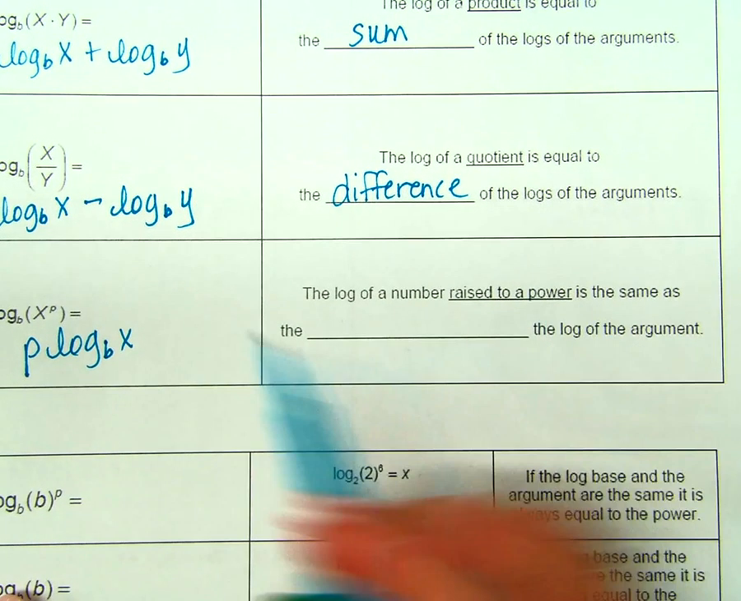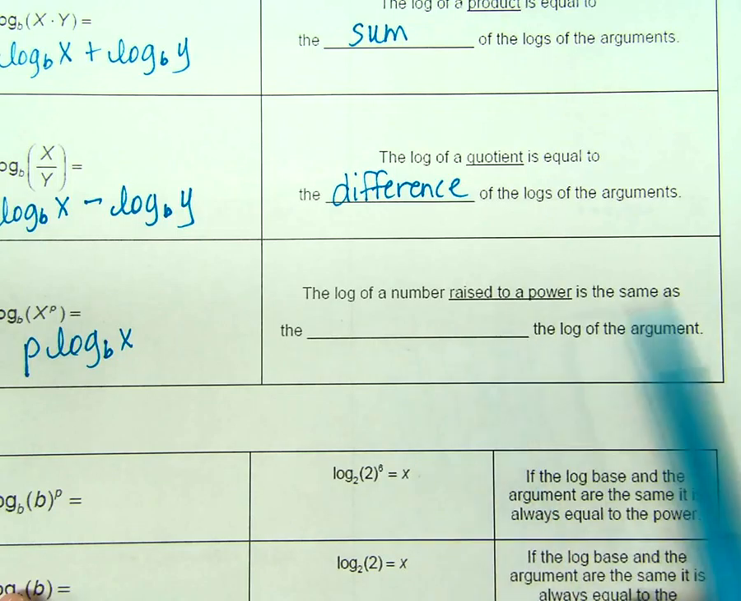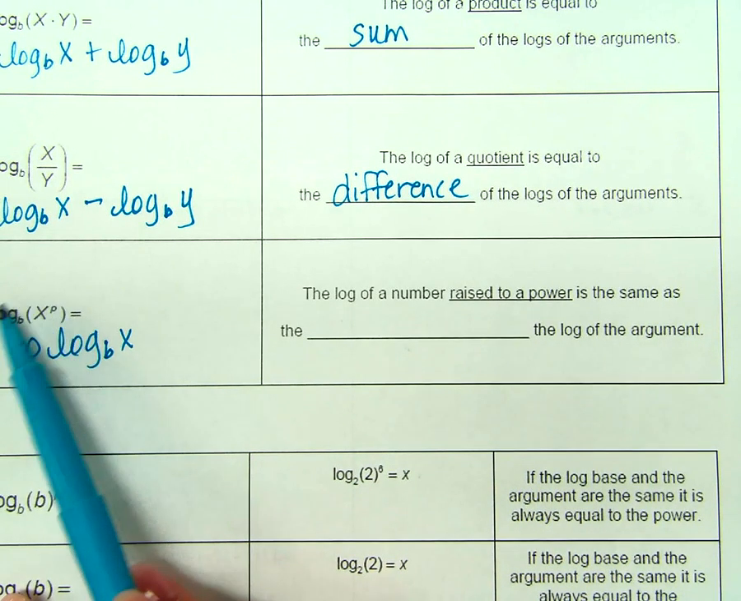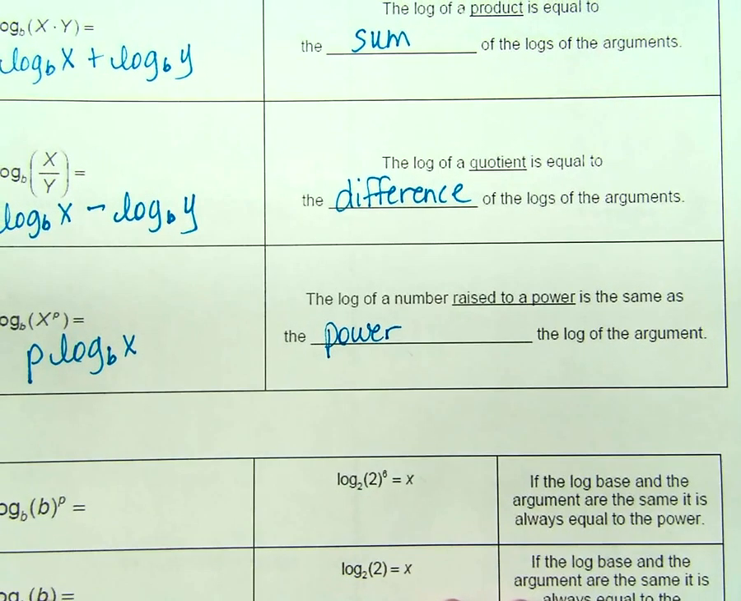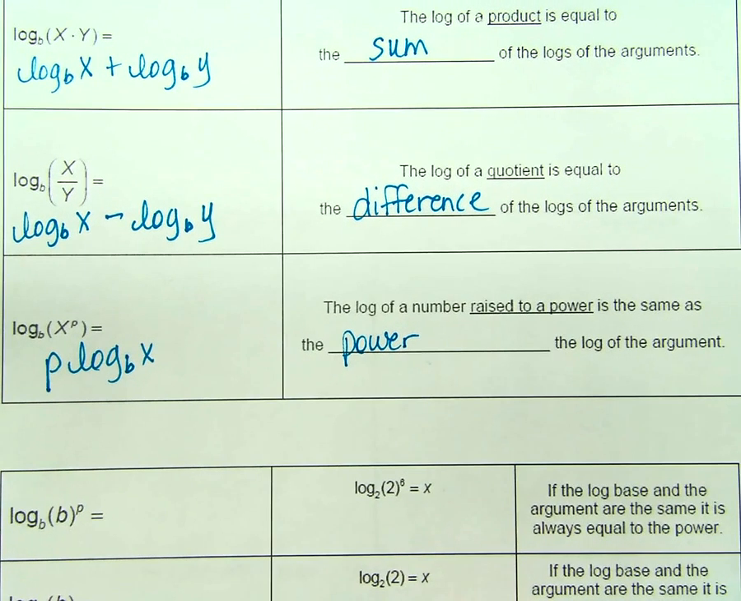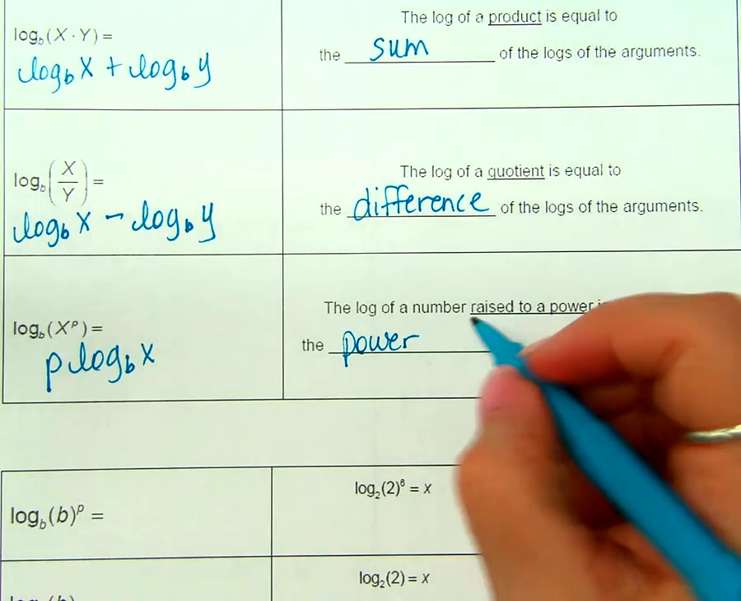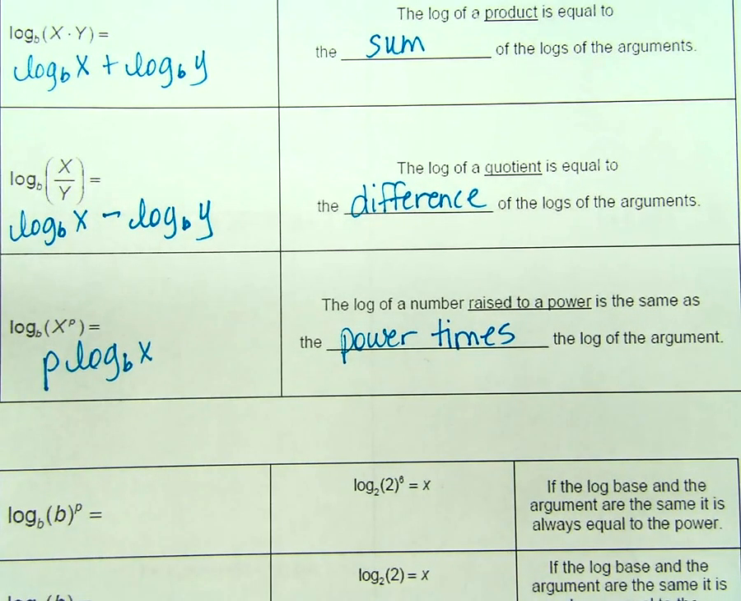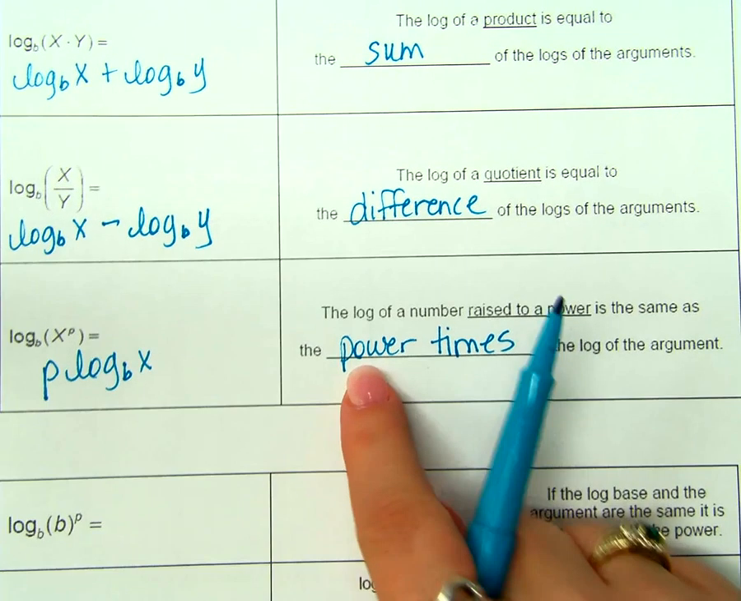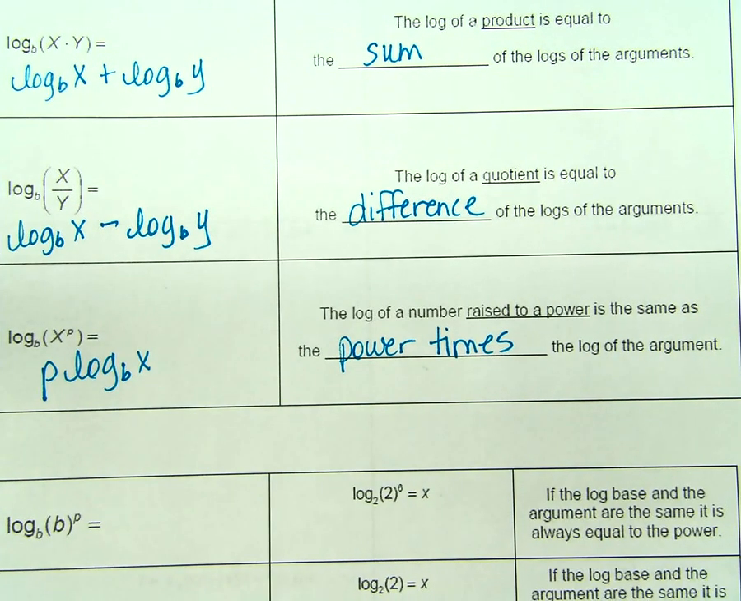Sorry, the log of a number raised to a power is the same as the power... What's the verb? Times? Oh, we can use times, that's fine. Times the log of the argument. It actually is the right verb because we're not adding, we're timesing, right? It's the power times the log. Multiplied by the log. That's all good.